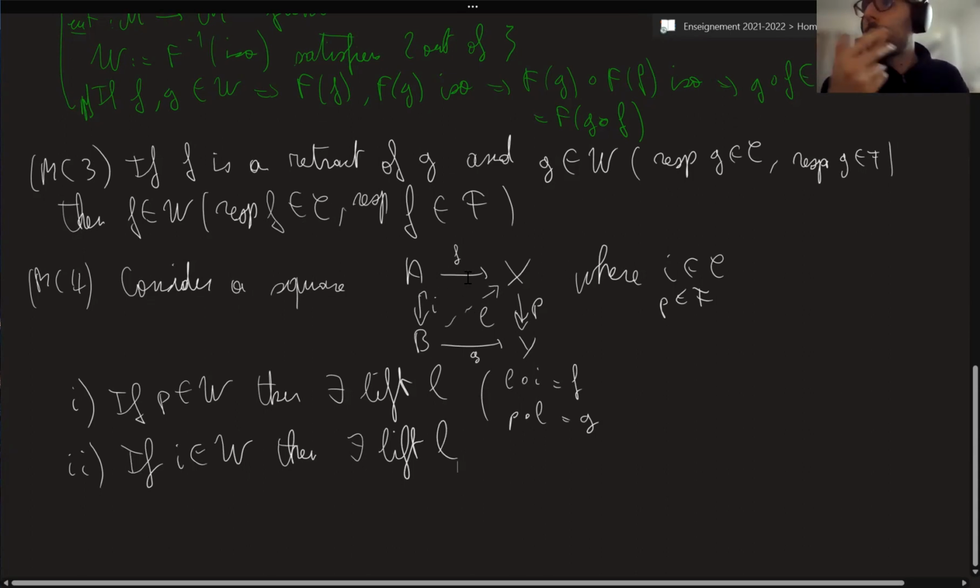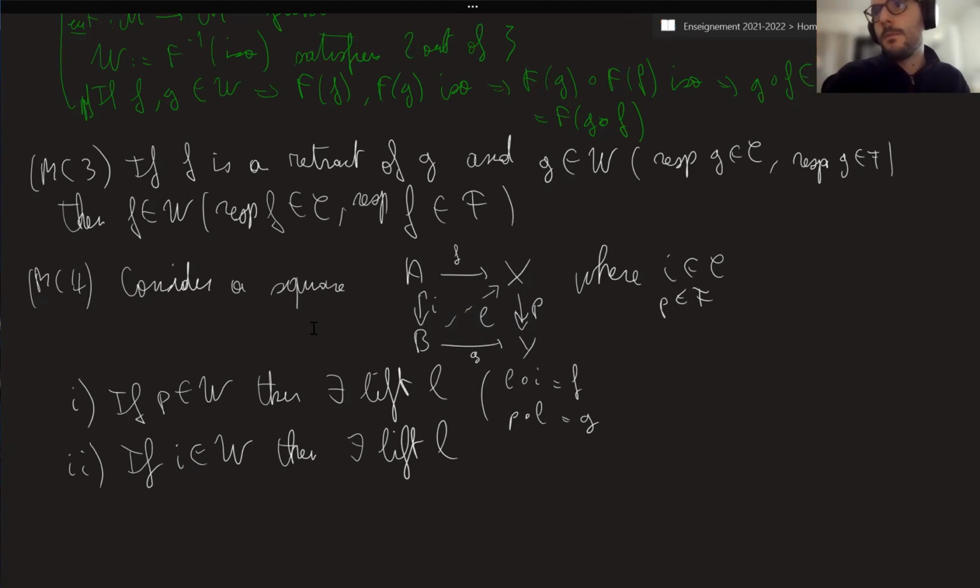So the way to think about it is you have a square. This one is a cofibration. This one is a fibration. And one of them is a weak equivalence. Not necessarily both of them, but at least one.